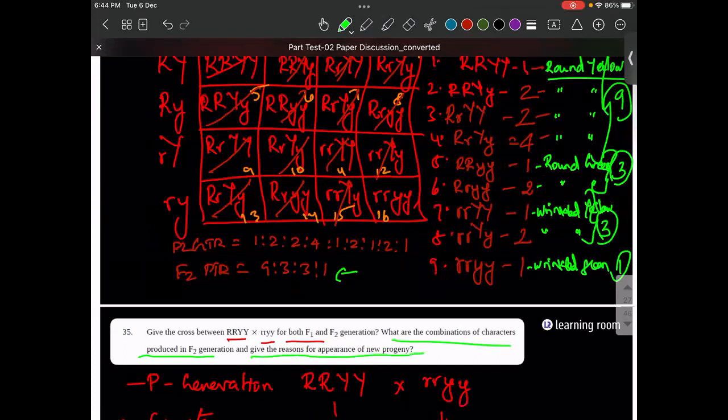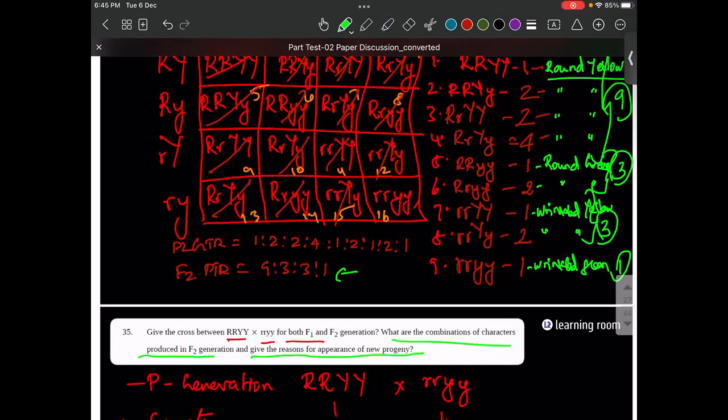Give the reason for the appearance of new progeny. So new dominant and recessive characters are present. The appearance is based on the dominant gene if present. If two recessive ones are present, then it will show the recessive character. Okay, what else? The traits are inherited independently. Did you state the law?